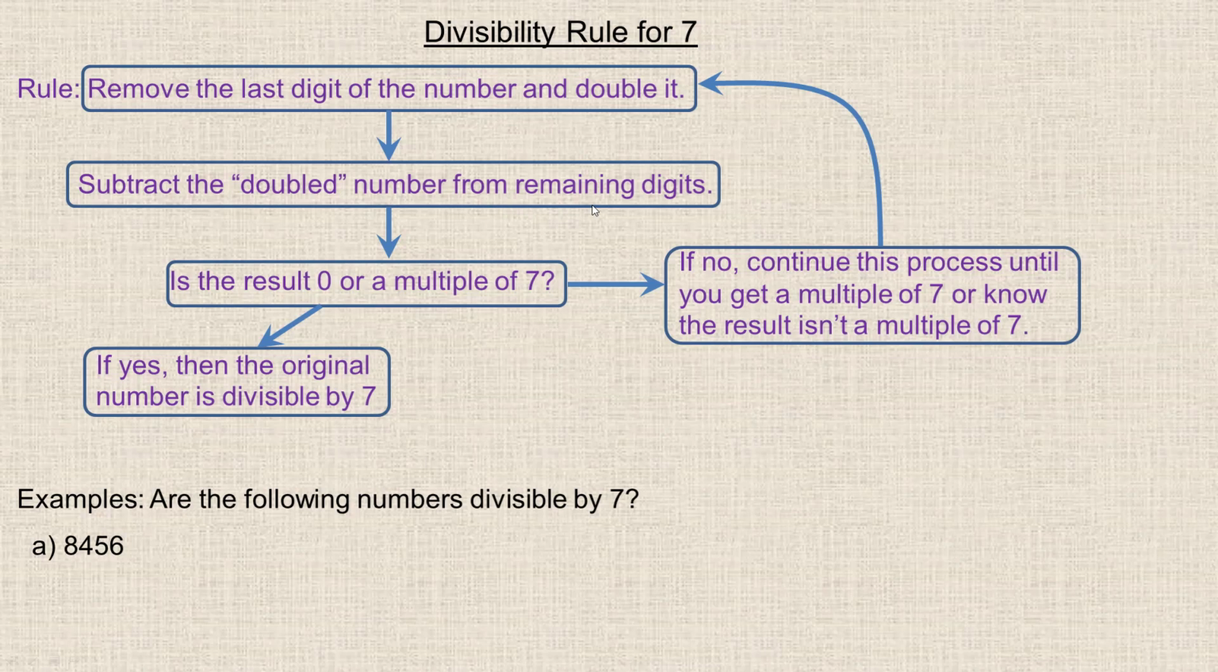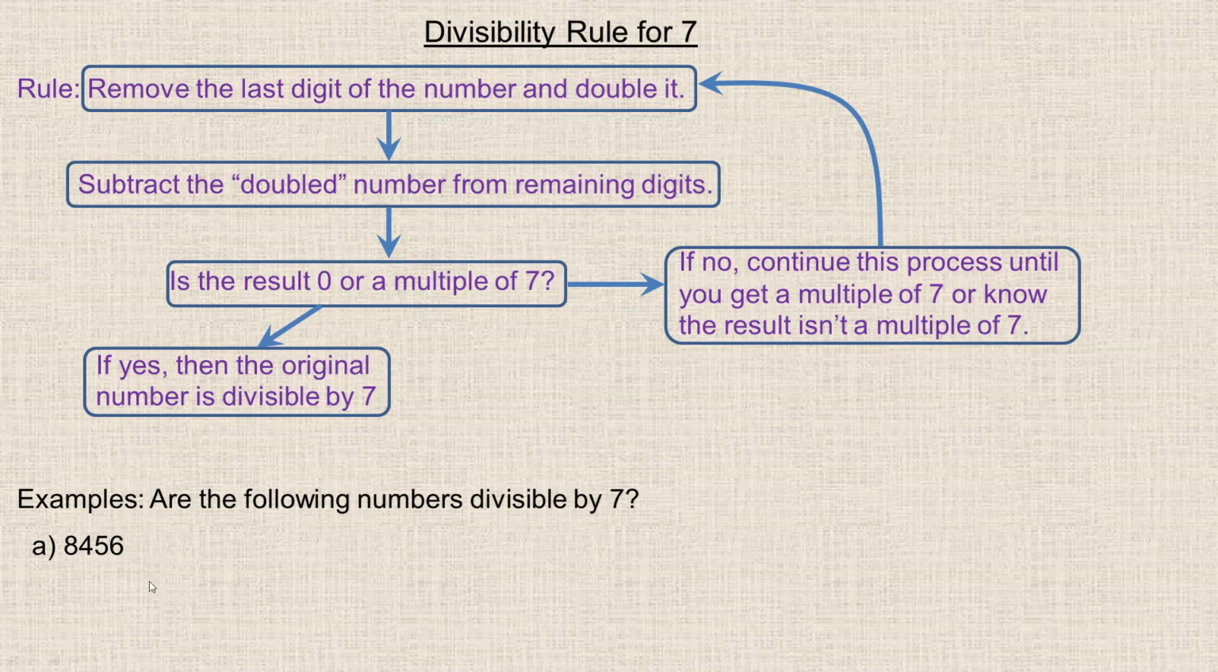And I'll go through several examples here and look at: is the result 0 or a multiple of 7? Actually, 0 is a multiple of 7. In case you didn't realize, that's why it's written that way. Now, if the answer to that is yes, then the number is divisible by 7. If not, or it's not recognizable, you just continue the process until you get down to a small enough number, usually a 2-digit number, and you know if it's a multiple of 7 or not.